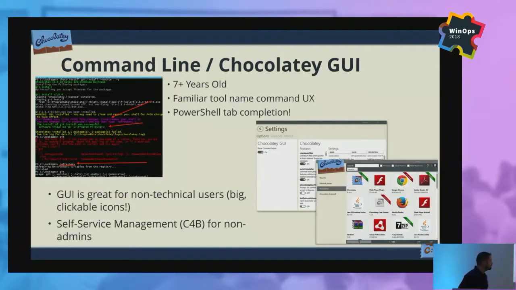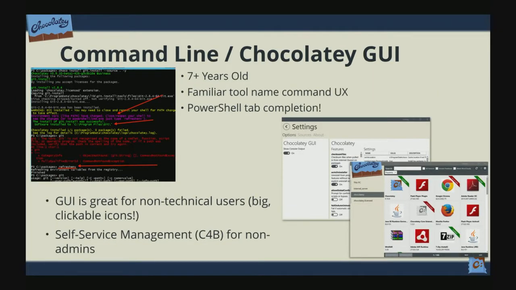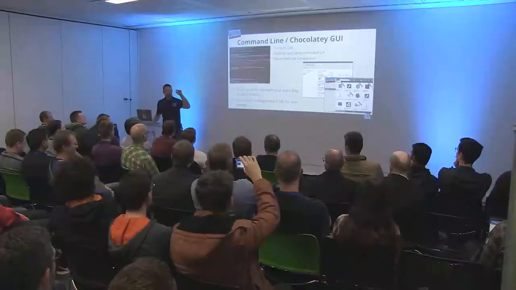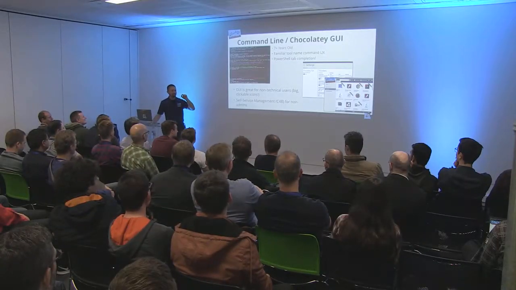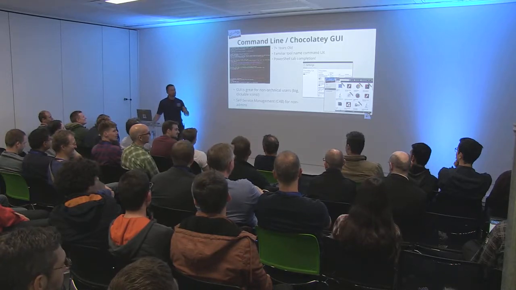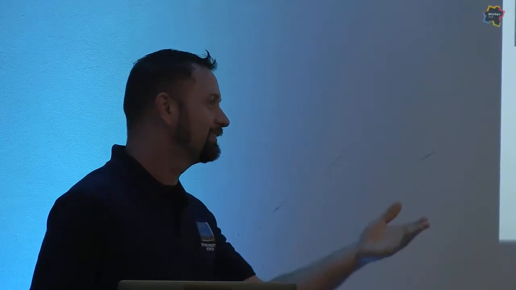So Chocolatey is over 7 years old. We're going to be 8 in March. Wow. Does anybody know the day? Got a Chocolatey t-shirt. 21st of? Yes, 21st of March. Wow. Happy birthday. Early or belated, whichever.